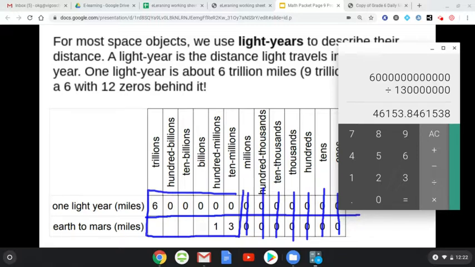And I get about 46,000 is the quotient there, about 46,000. Now, just to show you, what if I took that 6 with 5 zeros, that's 600,000, right? And divide it by 13. Let's see what we get. We get the same answer, right? So that was to kind of show you that we're getting that same answer.